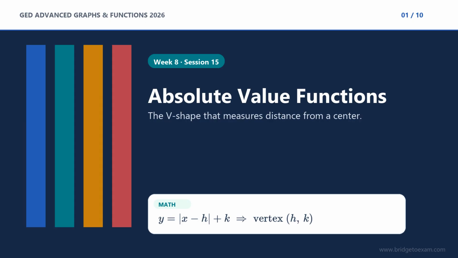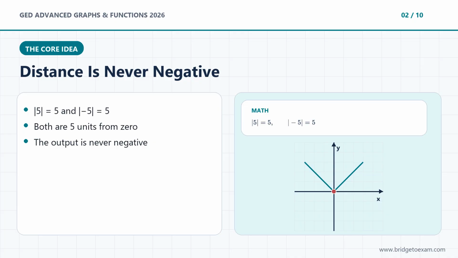Let's build it slowly. Absolute value measures distance, and distance is never negative. The absolute value of 5 is 5, and the absolute value of negative 5 is also 5, because both are 5 units from 0. That is why an absolute value graph never dips below its vertex. Distance simply cannot be negative. This idea drives everything today.